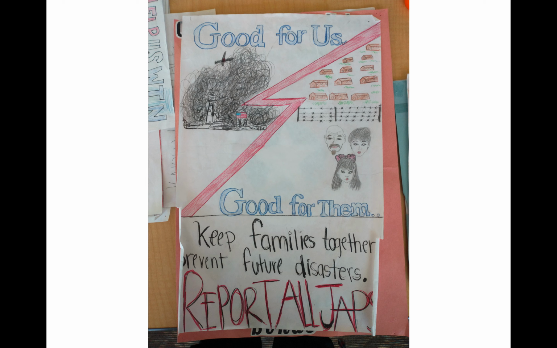So in this poster, you can see Pearl Harbor happening, which is sort of what the Japanese did to us. And so this is the idea of keeping families together to prevent future disasters. Like, we don't want another Pearl Harbor. And so in order to protect ourselves and protect the Japanese, what they're trying to convince you to do here is report all Japanese people so that they can be sent off to the camps, which is what you see over there on the right-hand side with the barbed wire.